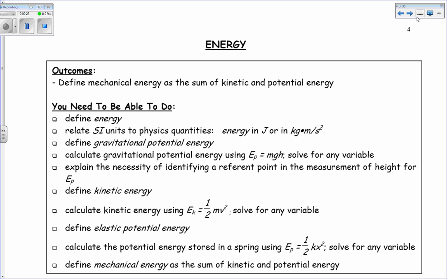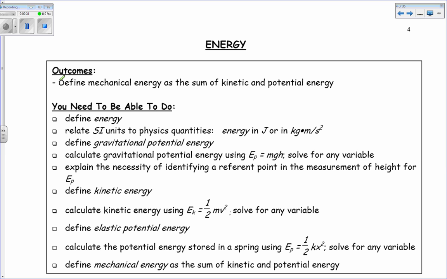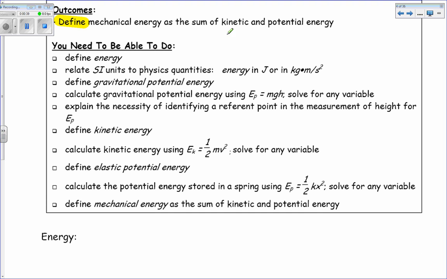Okay, so we'll start with doing some highlighting of outcomes here. In energy, our first outcome is define mechanical energy as the sum of kinetic and potential energy. That, again, is a review of Science 10. That's where we're leading to. We're going to be looking at what exactly kinetic energy is and what exactly potential energy is.